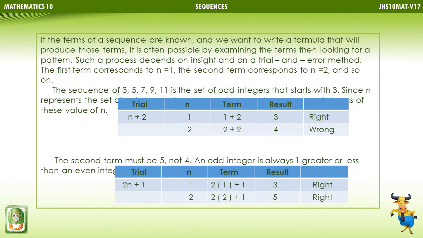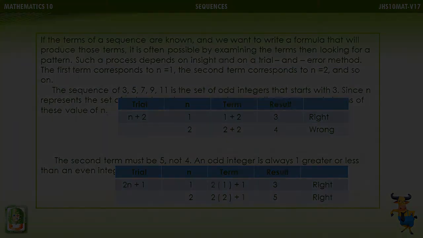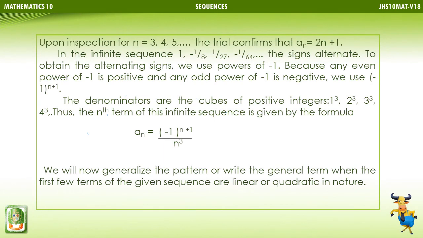The sequence 3, 5, 7, 9, 11 is the set of all odd integers that starts with 3. Since n represents the set of natural numbers, we must express the sequence in terms of these values of n. The second term must be 5, not 4. An odd integer is always 1 greater or less than an even integer, giving the following. Upon inspection, for n equals 3 we get 7, and so on. The trial confirms that a sub n equals 2n plus 1.